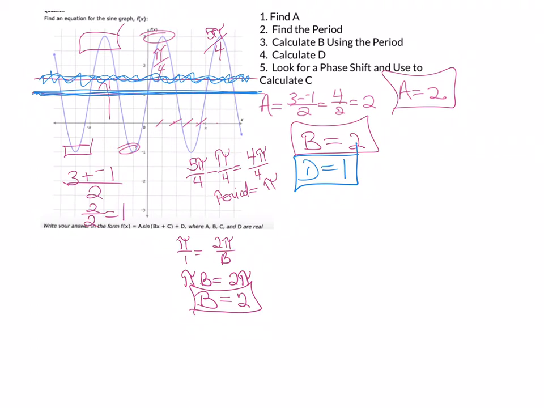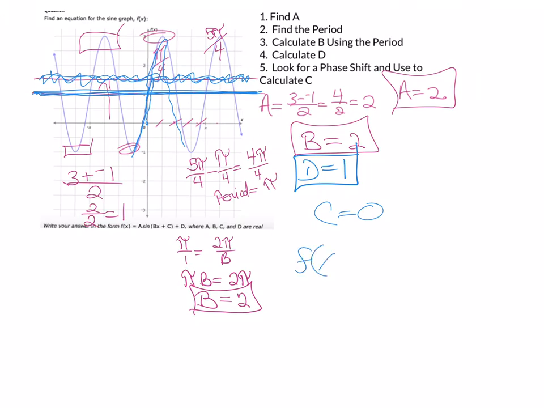All right, last thing, go ahead and do your phase shift. Now on this one, there isn't a phase shift. If you were to drop this back down, you can see that's going to go right back through at 0, 0. It's going to start at 0, 0. So you don't even need to do phase shift on this one. There is no phase shift, so go ahead and just save yourself the trouble. So you've got everything you need. C is equal to 0. So go ahead and just write your equation.